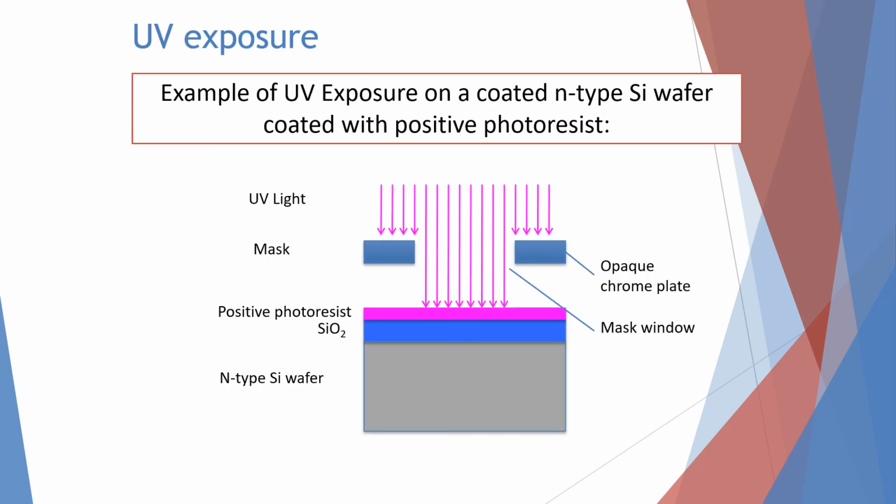We're going to look a little bit at how the UV exposure works on the photoresist. For example, here you will see that this is the UV light, and then we have the mask, and let's say the blue one is the opaque chrome plate. Then this is the photoresist silicon oxide layer, and this is the N-type Si wafer. Let's say this area is already exposed to the UV.